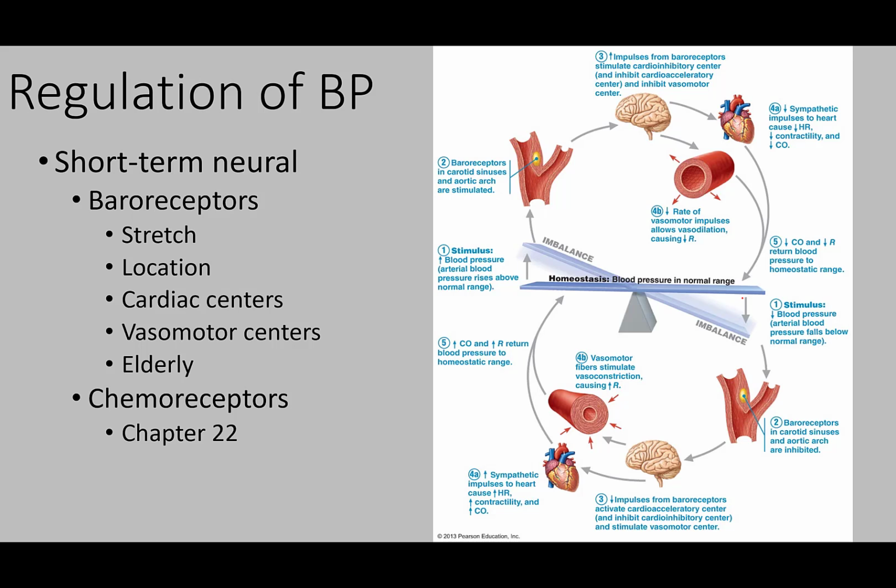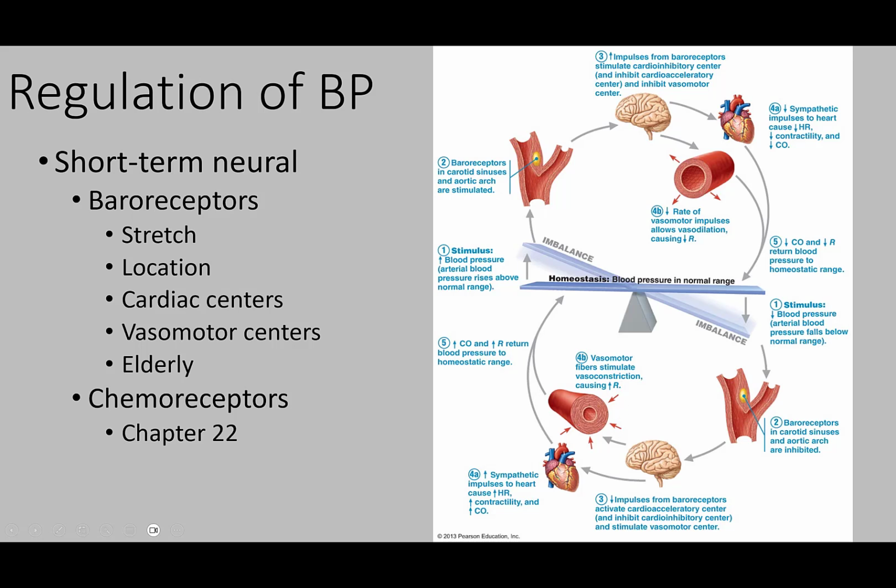And it continues to drop until it gets a little bit too low, at which point now there's not as much stretch on those baroreceptors. And slower signals are sent to the medulla oblongata, which also activates the correct cardiac centers and vasomotor centers. We activate the sympathetic nervous system and deactivate the parasympathetic nervous system. Heart rate increases, contractility increases, both of those increase cardiac output.